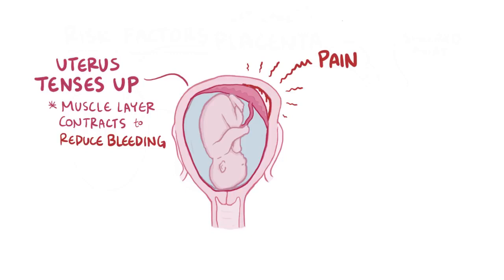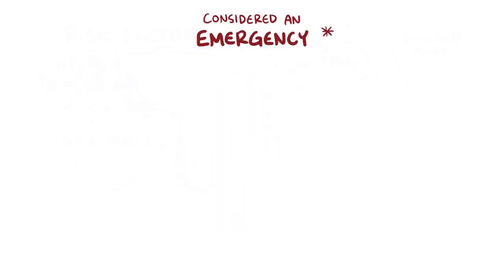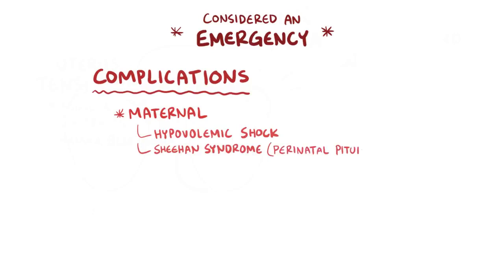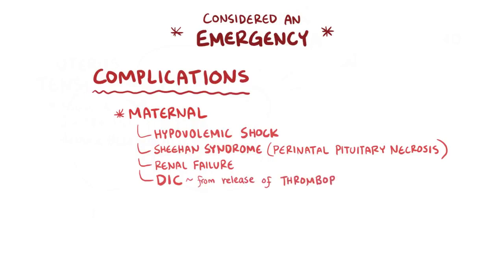Given that placental abruption leads to a serious loss of blood from large vessels, it's considered an emergency. Maternal complications include hypovolemic shock, Sheehan syndrome, which is a type of perinatal pituitary necrosis that results from hypovolemia, as well as renal failure. Also, disseminated intravascular coagulation, or DIC, is also a possible complication, since the decidua basalis layer is also rich in thromboplastin. So an abruption causes the release of large quantities of thromboplastin, which causes widespread clotting.